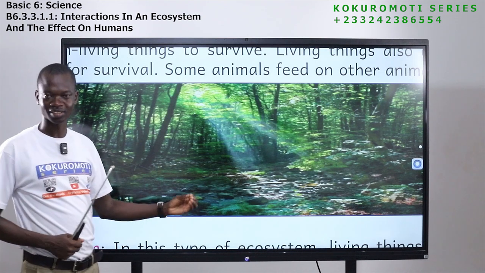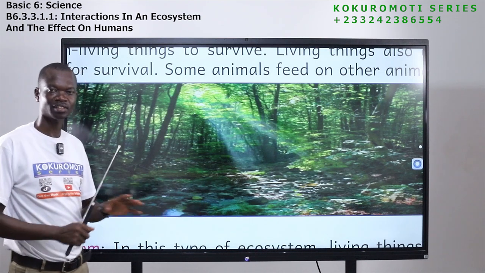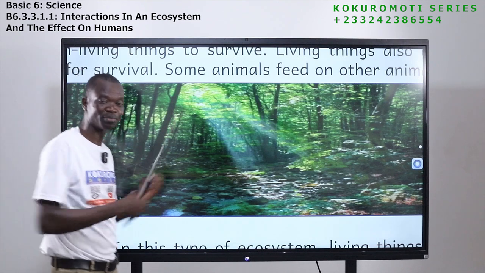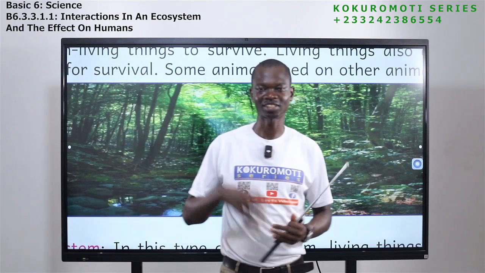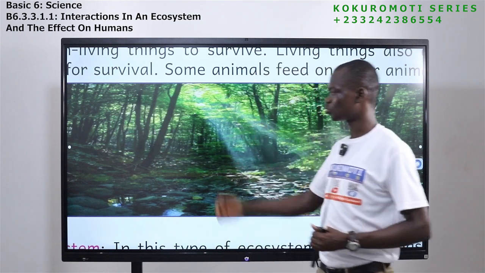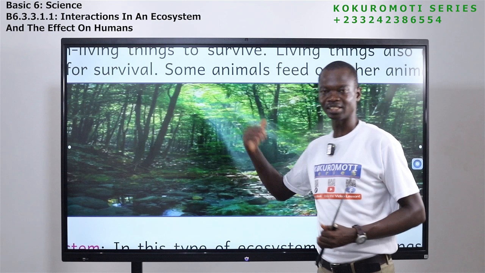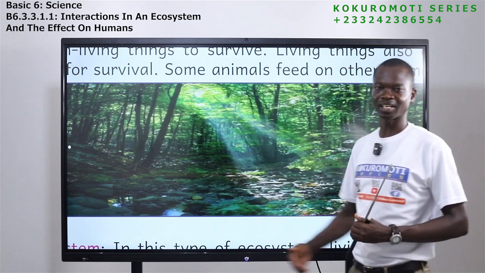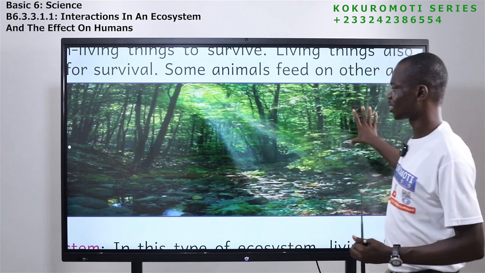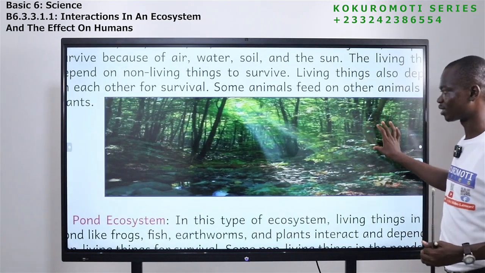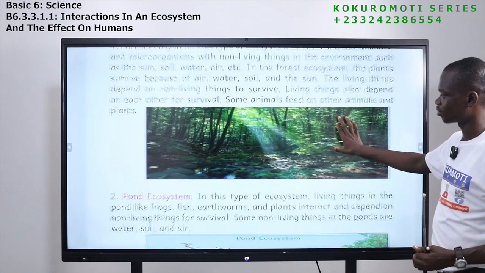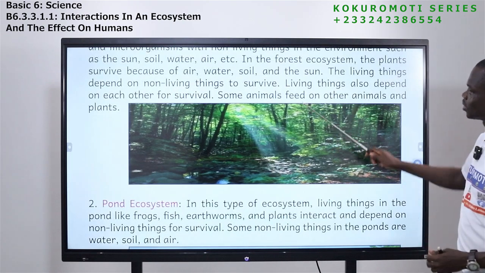Some of the animals in the forest don't eat plants. They eat other animals. So living thing depends on other living thing for survival. Some also eat plants, and at the same time they eat the flesh of other animals. So this is a forest ecosystem. We can find biotic things and abiotic things: things that have life and things that do not have life. Okay, so that is that.